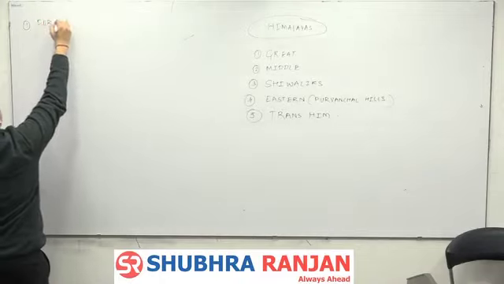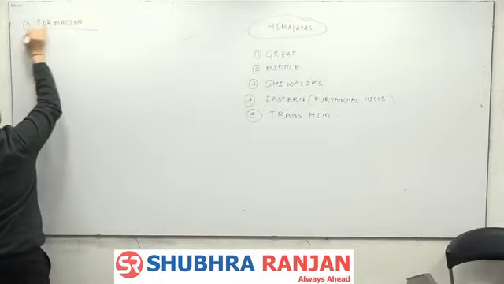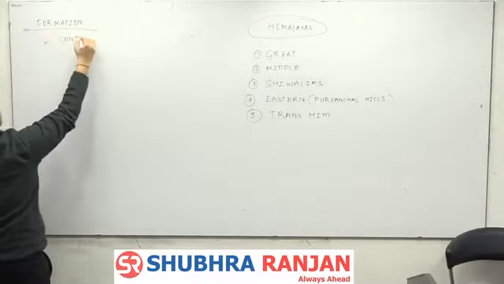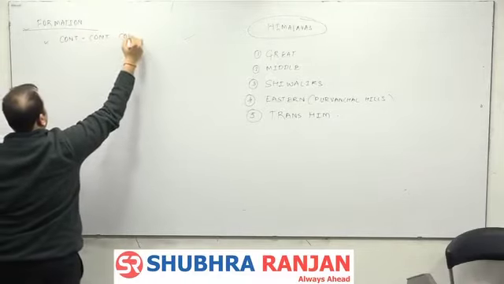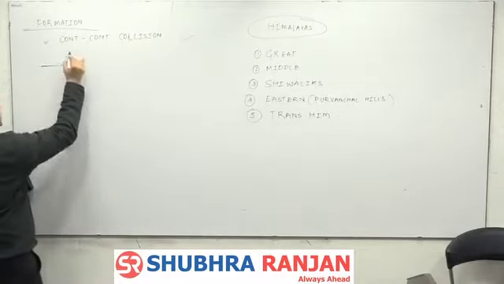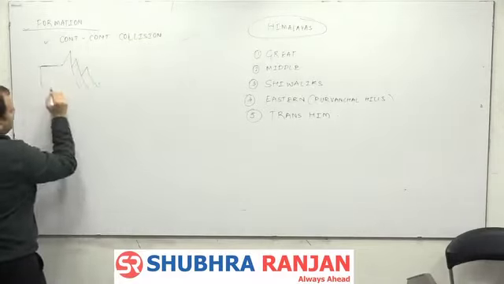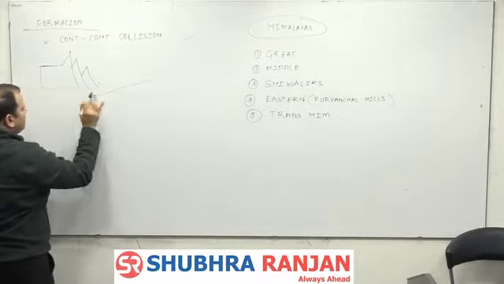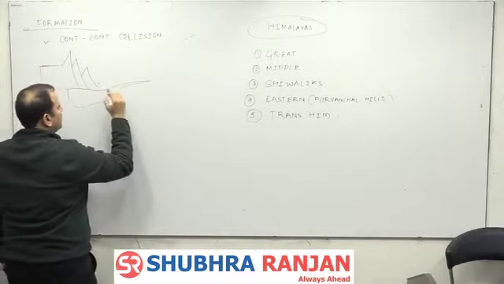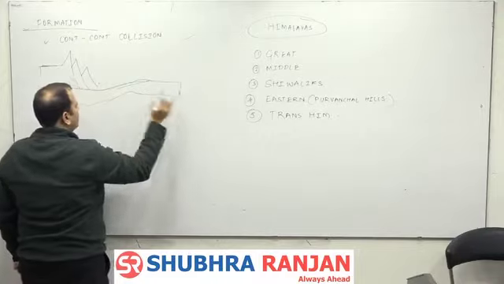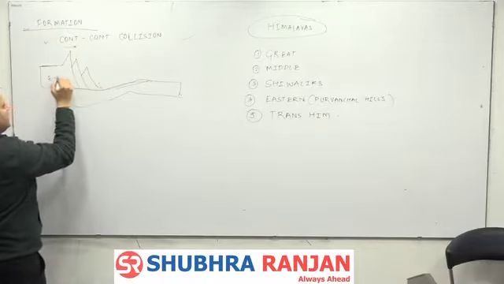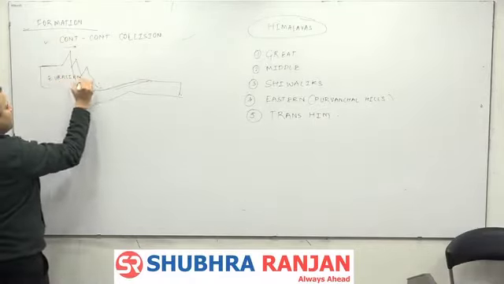Formation. So what resulted in the formation of the Himalayas? It is continent-continent collision or convergence. Fine. So which two plates? The Eurasian plate, and the second plate was the Indo-Australian plate, that is the Indian plate. The Eurasian plate collided with the Indian plate, which resulted in the formation of the Himalayas. So this is the Eurasian plate and this is the Indian plate. Fine with this?